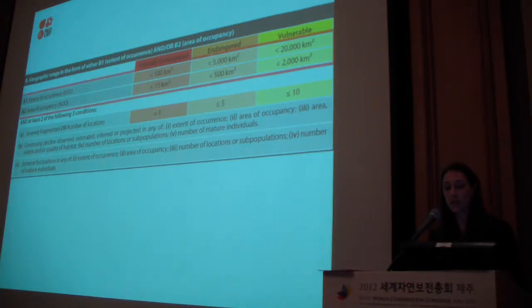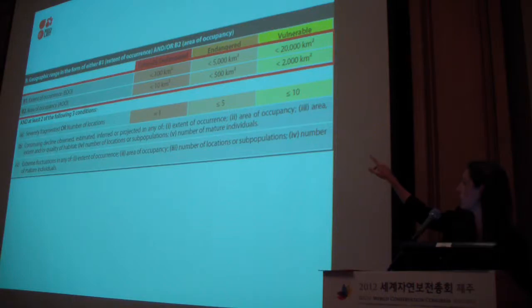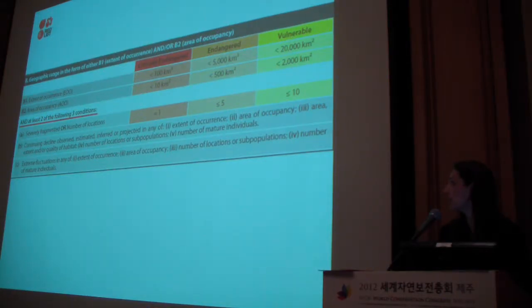So again, on the summary sheet, first you would have your thresholds. For critically endangered, for the extent of occurrence, you have less than 100 kilometers squared, less than 5,000 for endangered, or less than 20,000 for vulnerable. And for area of occupancy, it's less than 10, less than 500, or less than 2,000 kilometers squared. If you've met any of those values for any of those categories, then you need to look at the following conditions and need at least 2. You can see what those are.